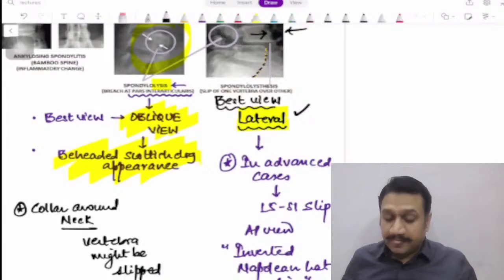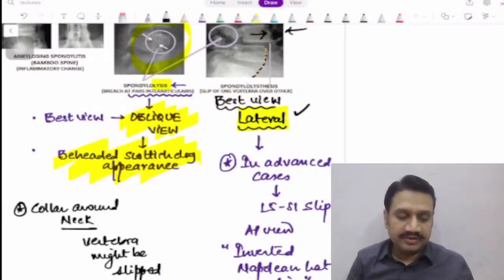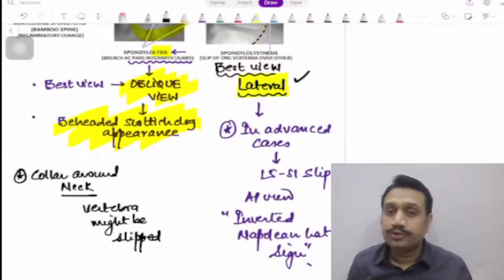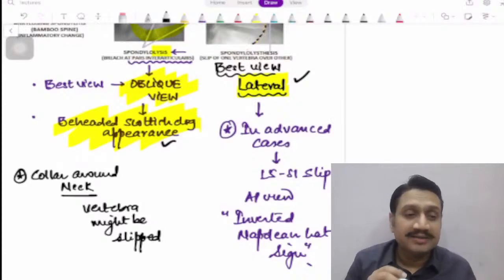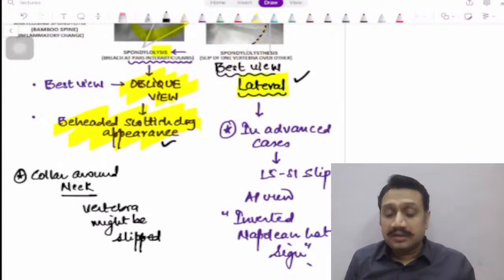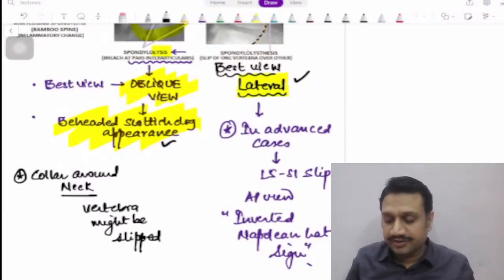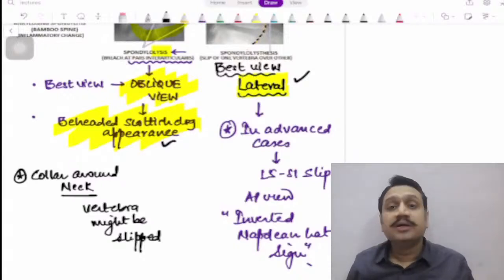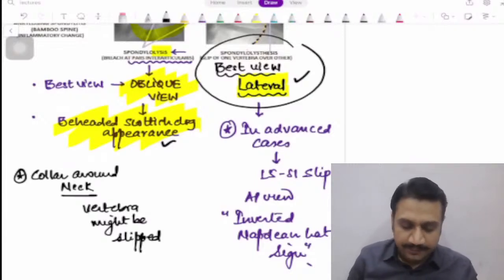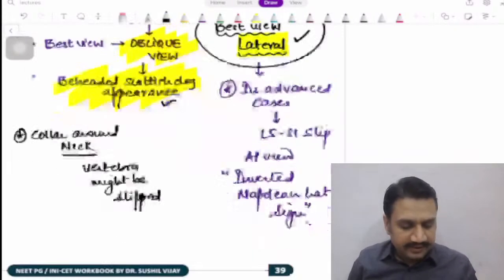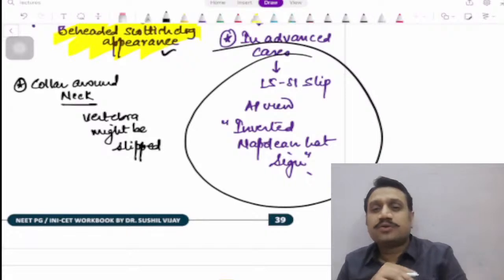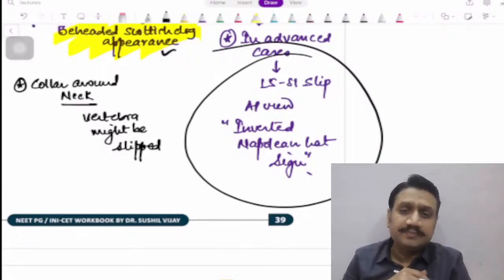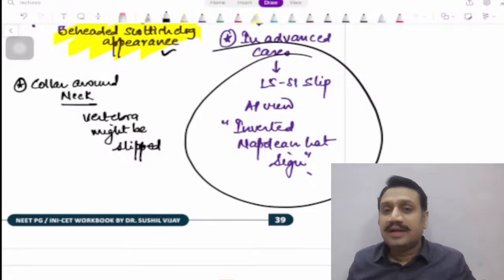All right. Now see, sometimes when the slip is too much, it may show you something very special called the inverted Napoleon hat sign. What is that? When L5 has slipped onto S1, the two bones overlap, and when they overlap, they make a shadow like a hat worn between L5 and S1, and that is called the inverted Napoleon hat sign, right?